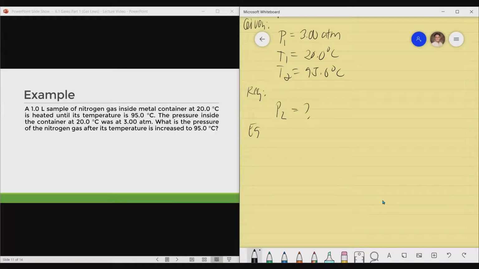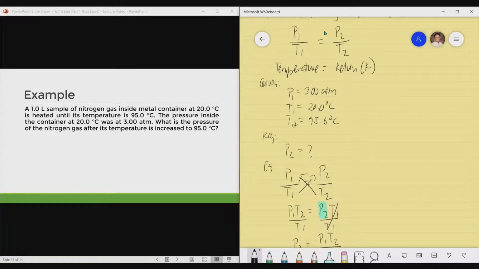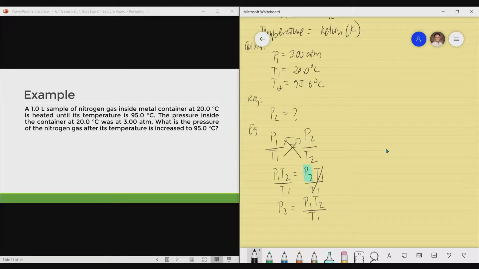The equation for this particular problem will be P sub 1 all over T sub 1 is equal to P sub 2 all over T sub 2. Now the first step is we do the cross multiplication to make things much simpler. We have P1 multiplied by T sub 2 is equal to P sub 2 multiplied by T sub 1. And now since P sub 2 is the one we require to solve for, divide both sides by T sub 1, such that P sub 2 is equal to initial pressure times final temperature all over initial temperature. It's that simple. From the initial equation, P1 over T1 is equal to P2 over T2, we constructed an equation.